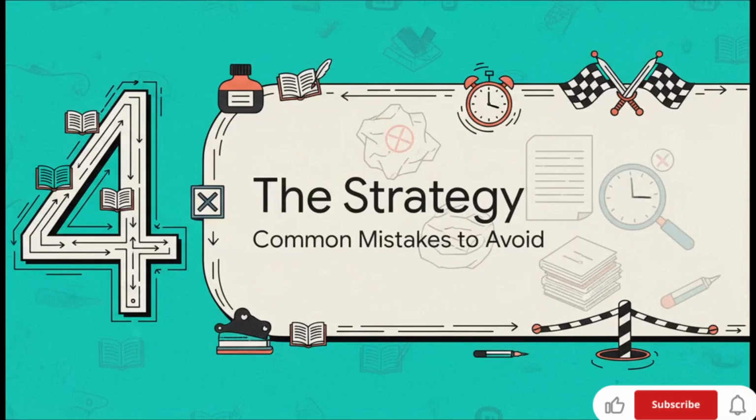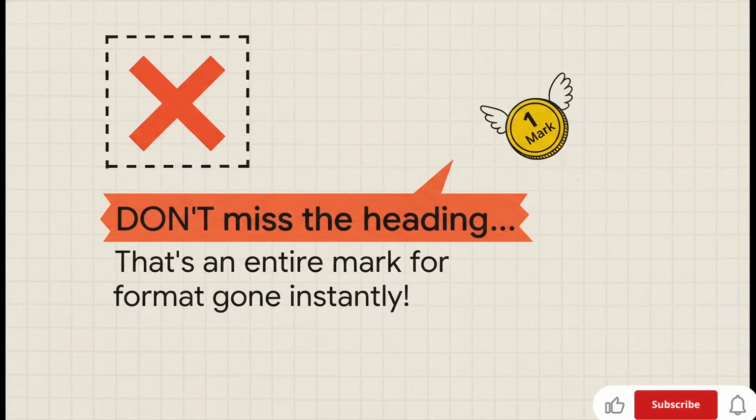Knowing the rules is only half the battle. The other half is knowing the traps. And believe me, board examiners see the exact same mistakes year after year. Let's make sure you don't fall into any of them. This is without a doubt the number one unforced error. So many students just dive straight into writing the body and completely forget the heading. And what did we just see on the scorecard? Boom! That's your format mark gone just like that. Always, always start with your heading.